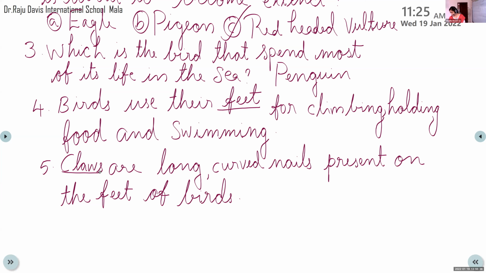So from this chapter, when you are studying, first you have to read the chapter thoroughly. All the points you have to read, and workbook exercises also you have to study for the exam. And the next chapter is ways of communication. That is also a very easy chapter.